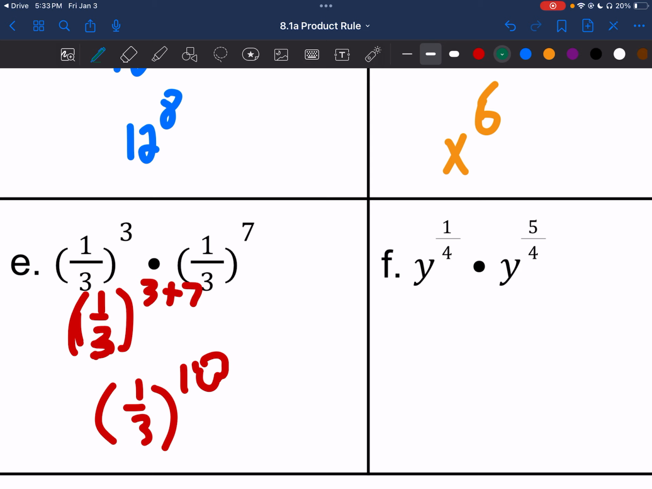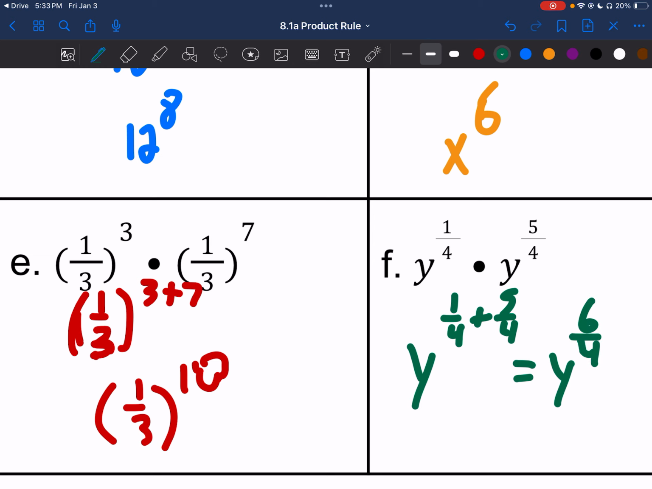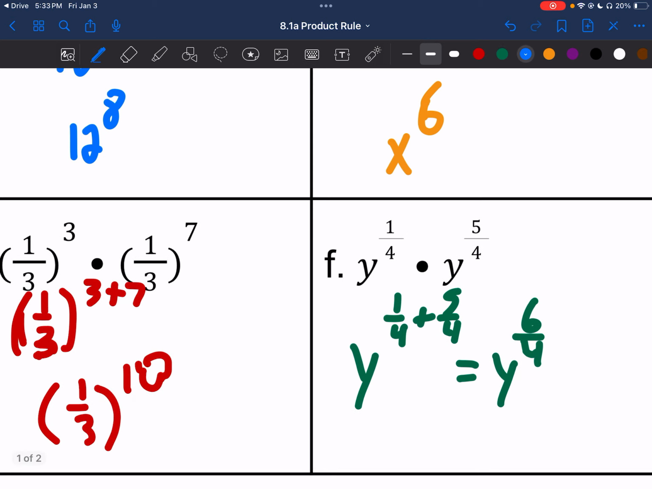All you need to know is that you can treat this the same way. A fractional exponent can be treated the exact same way that an integer exponent would be. So y to the 1/4, y to the 5/4, we're going to add those together, and we get y to the 1/4 plus 5/4, which is y to the 6/4. And if I remember anything about my expectations in algebra, it is that we need to simplify fractions whenever we see them. So it's y to the 3/2. Okay, y to the 3/2.